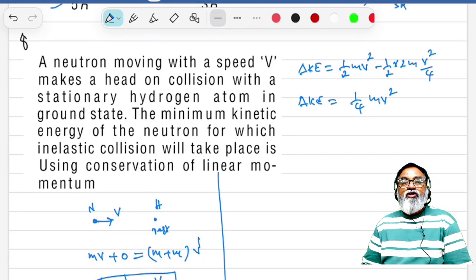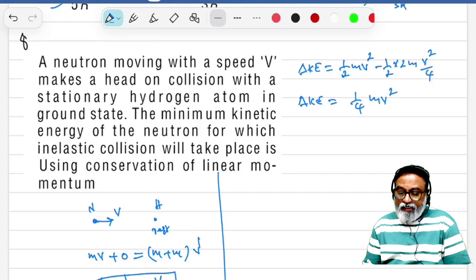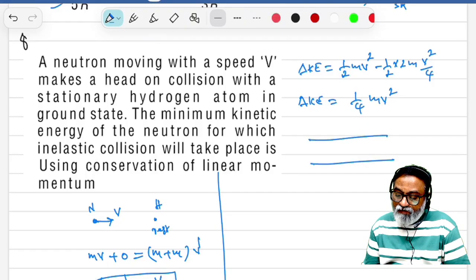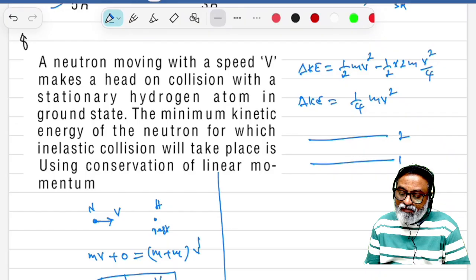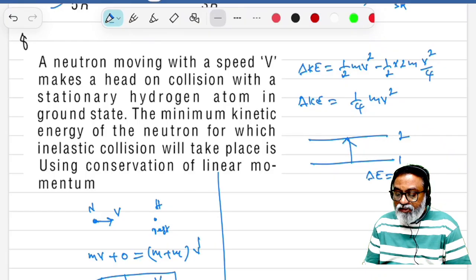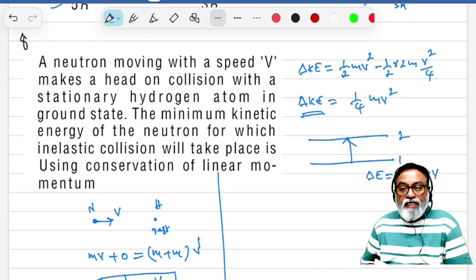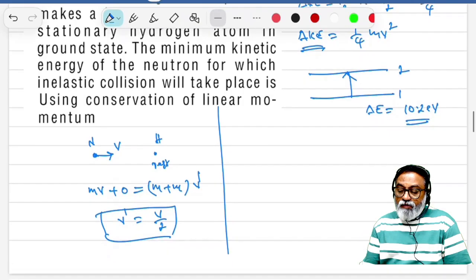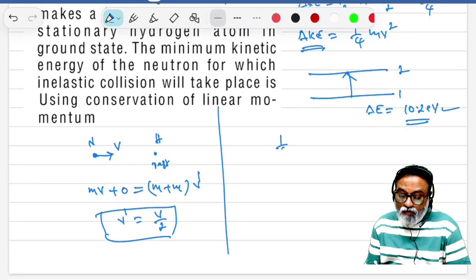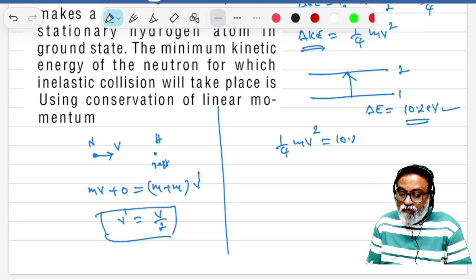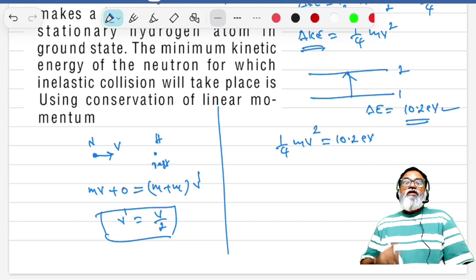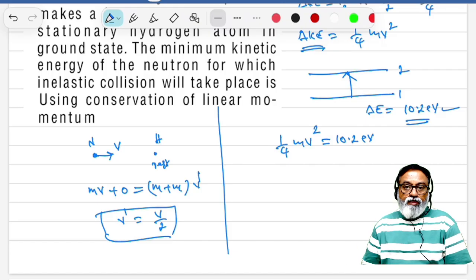See here, the electron in ground state is excited from the ground state to the minimum energy level, that is 2. Therefore, for 1 to 2, the energy is equal to 10.2 electron volts. This energy loss must be equal to this minimum energy, 10.2. That is, 1 by 4 mv square is equal to 10.2 electron volts. This loss must be equal to 10.2.